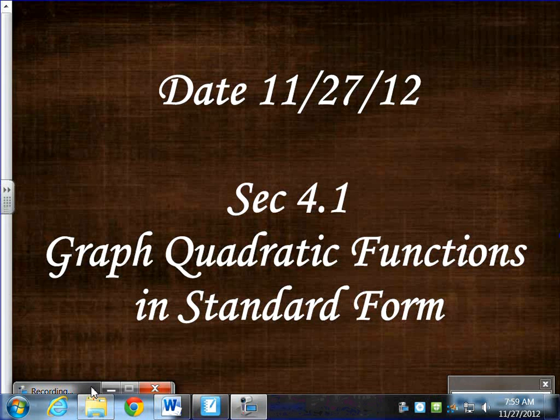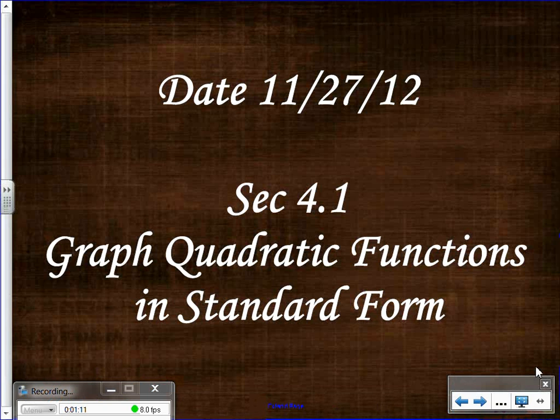So today we're going to section 4.1 now, because I didn't like how they did it. So we're doing 4.1 now: graphing quadratic functions in standard form.